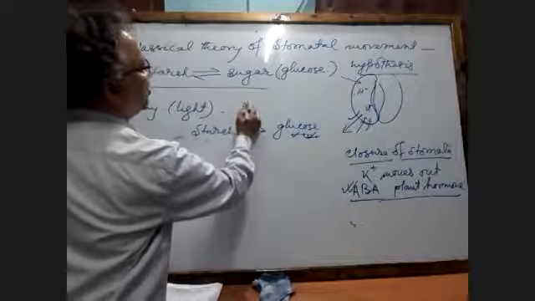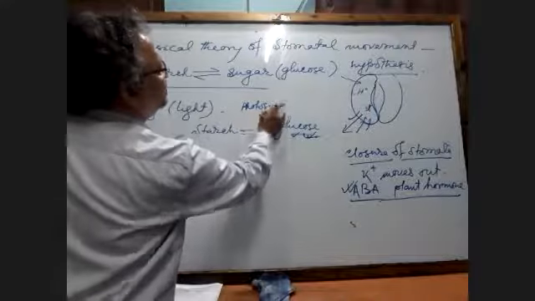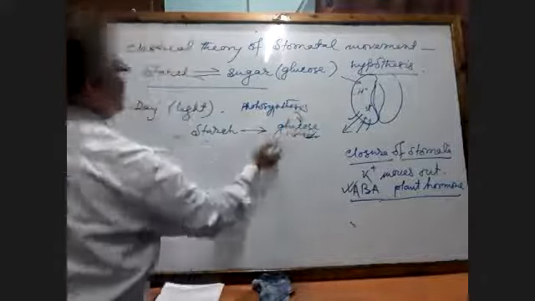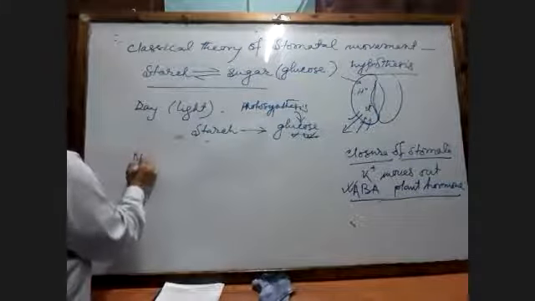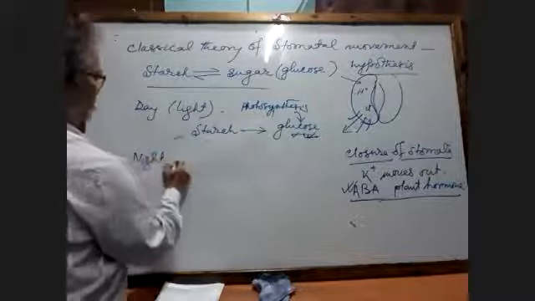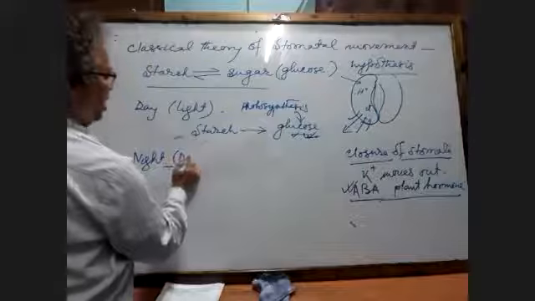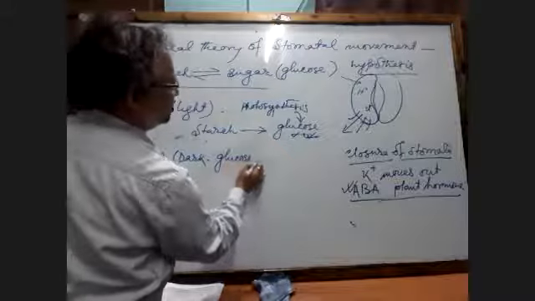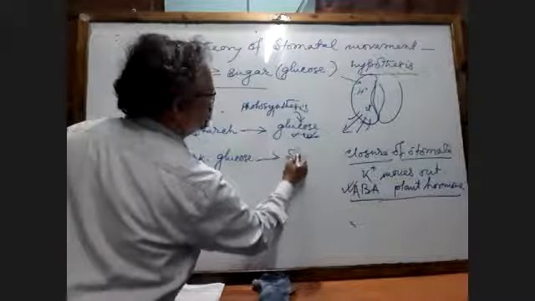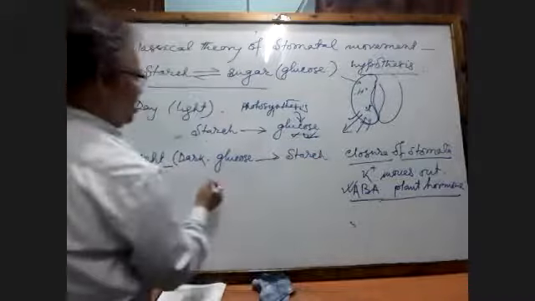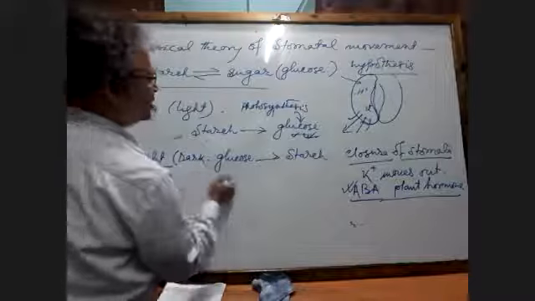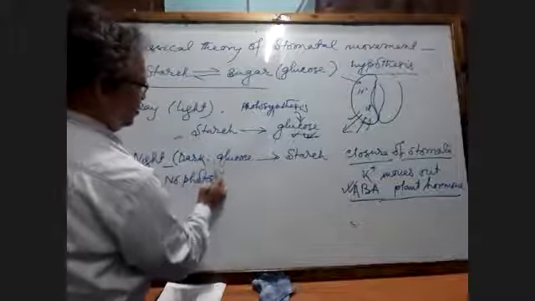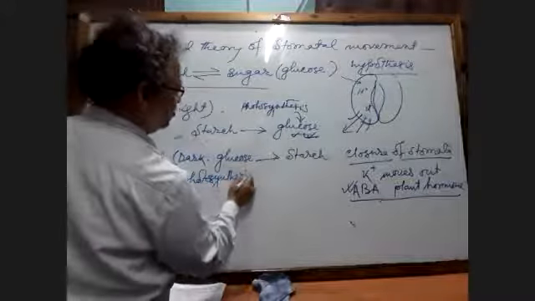So during daytime, starch converts into glucose. At the same time, by photosynthesis, glucose is added. During the night, that is in dark, this glucose is converted into starch, and also there is no photosynthesis, so no glucose is produced.